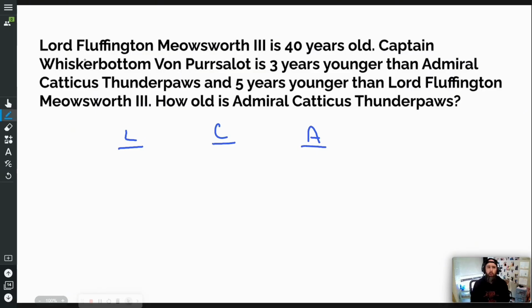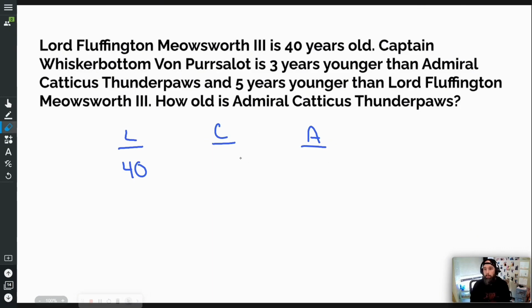All right, what do we know? Lord Fluffington Meowsworth III is 40, a very old cat indeed. Captain Whiskerbottom von Perzelot is 3 years younger. So that's going to be 40. Oh, wait. No, that was a close one, because I didn't read the rest of it. He's 3 years younger than Admiral Catechus Thunderpaws. Okay, so the Captain and the Admiral, I don't have any information about yet, so I can't do anything. But the Captain is 5 years younger than Lord Fluffington Meowsworth III.